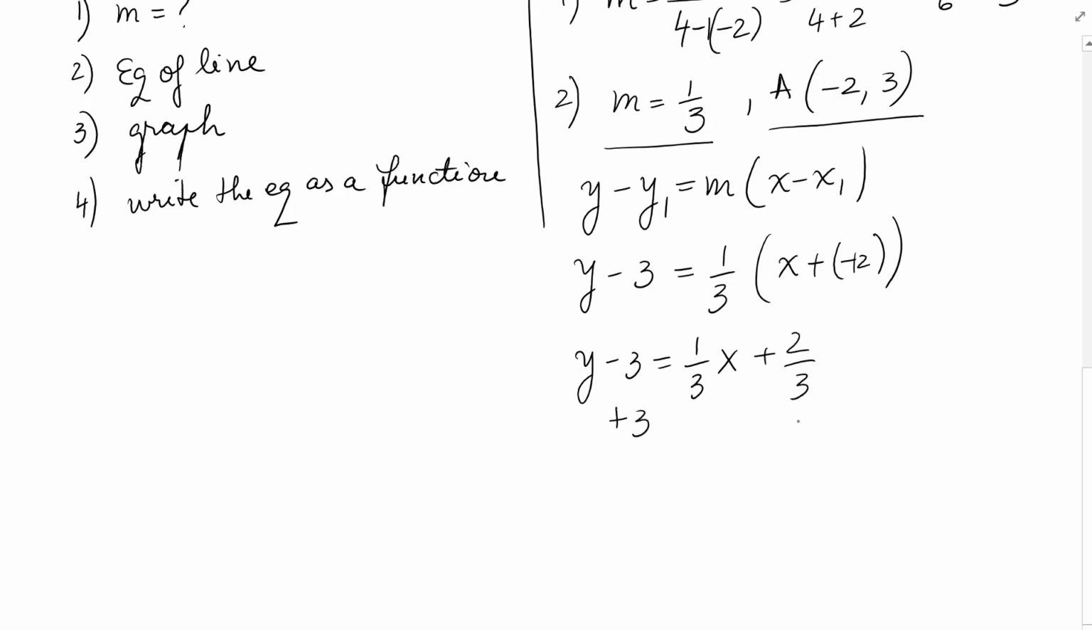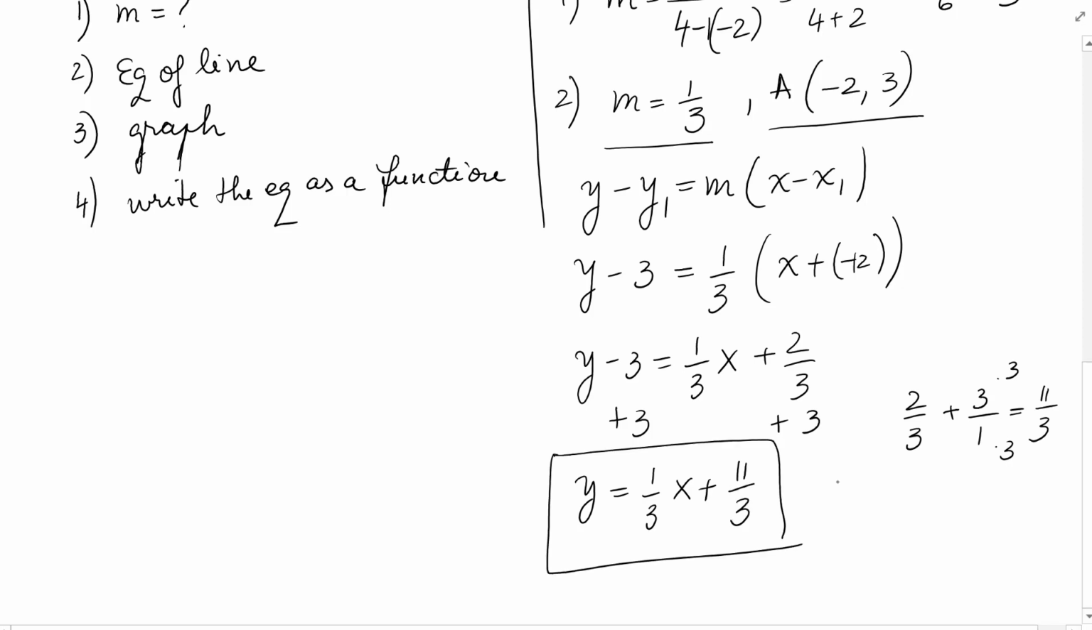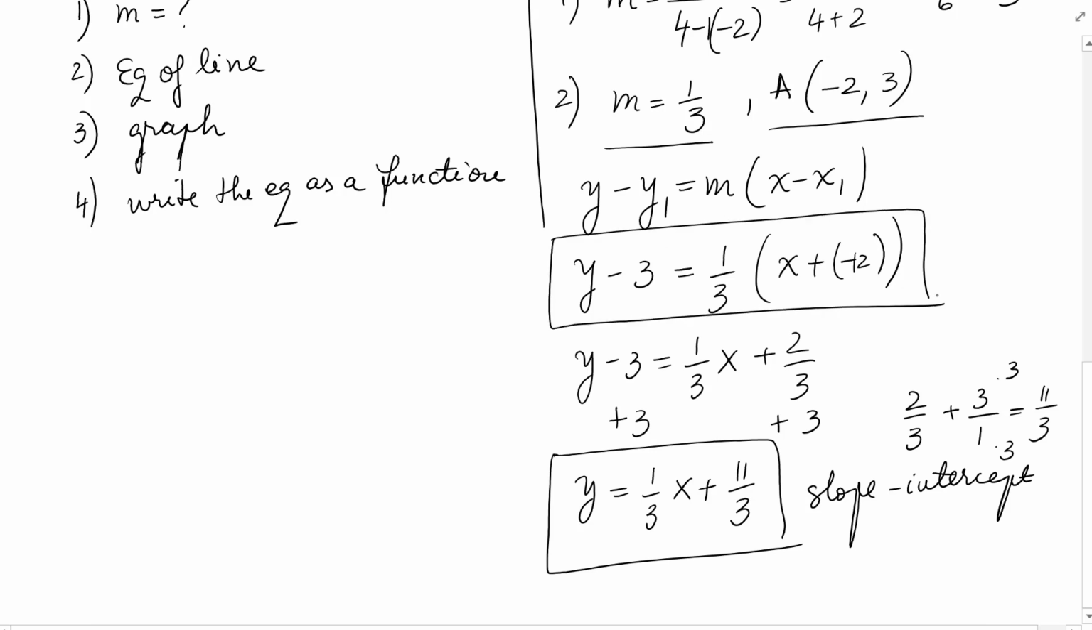I'm going to add 3 to both sides, and y equals 1 over 3x plus 2/3 plus 3 over 1. We multiply by 3, and we get 2/3 plus 9/3. It's 11/3. This is the slope-intercept form. This one is point slope form.